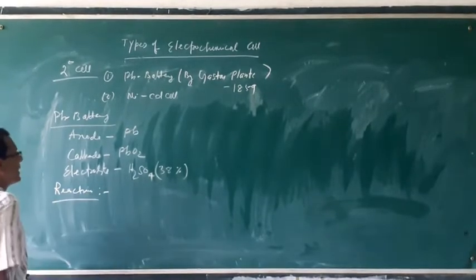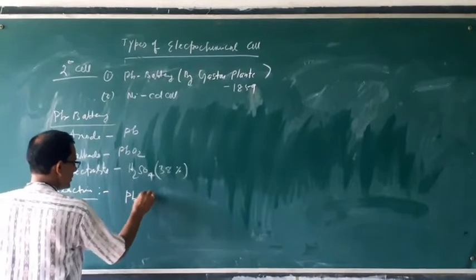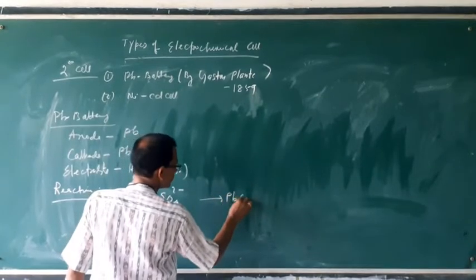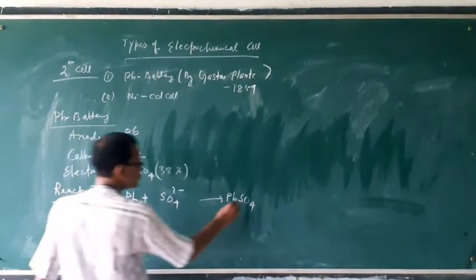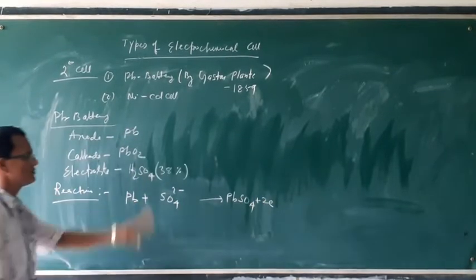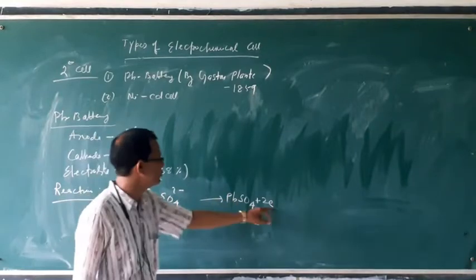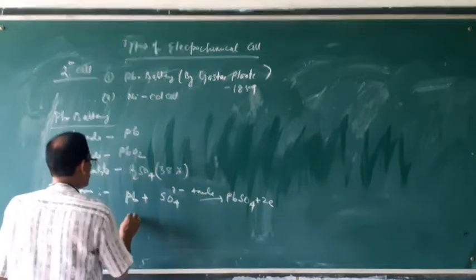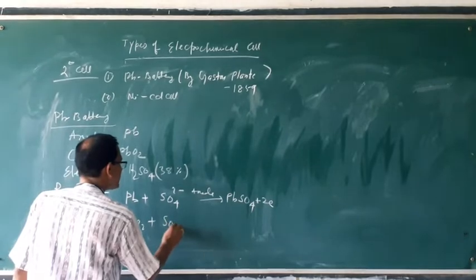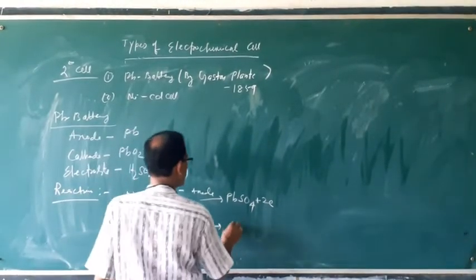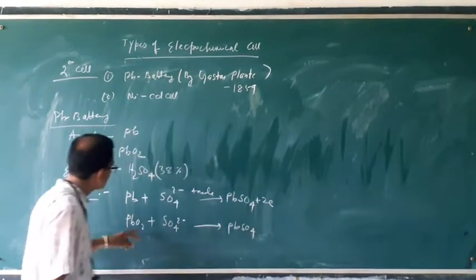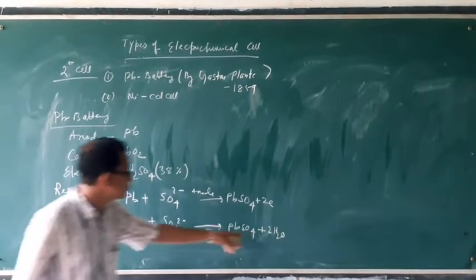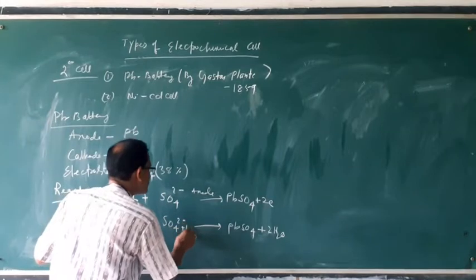Here, reactions in case of the anode, what happens? Pb in presence of sulfate ion is converted to PbSO4 and produces 2 electrons. It is balanced. It is Pb 1, sulfate 1, 2 minus, 2 electrons. Clear? This is the reaction at the anode. At the cathode, PbO2, in presence of sulfate ion, is converted to the same PbSO4. You see, as O2, 2 atoms are there, so oxygen is balanced.